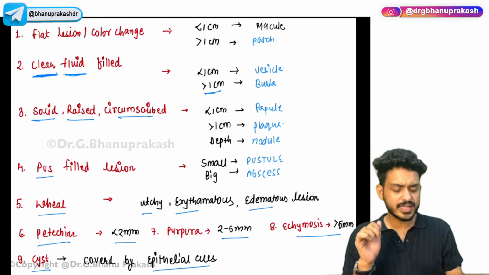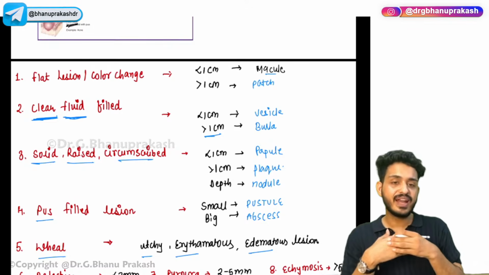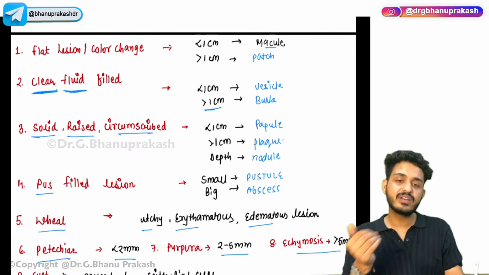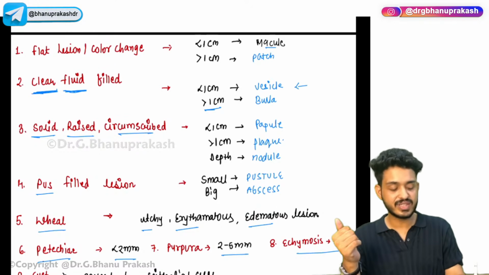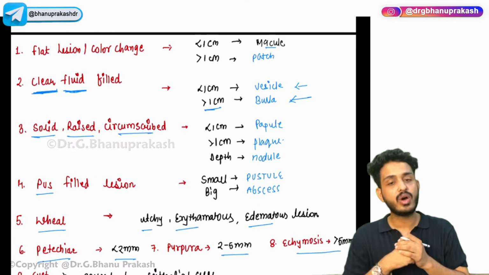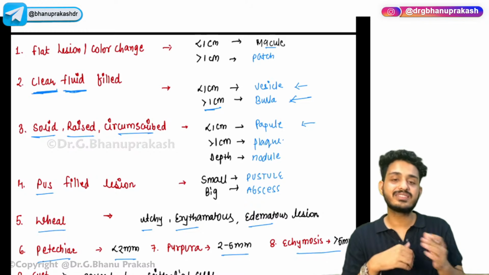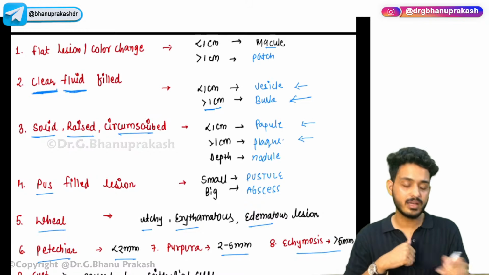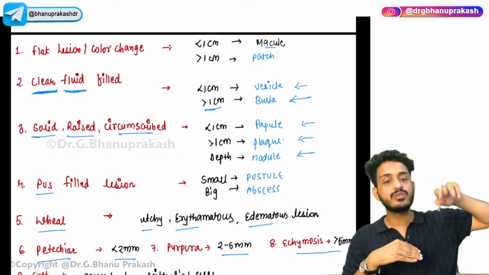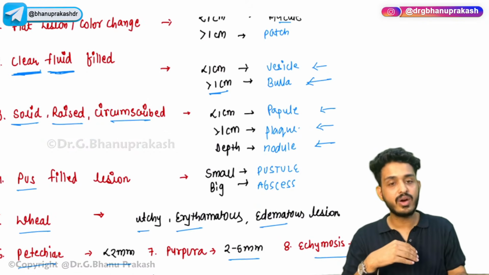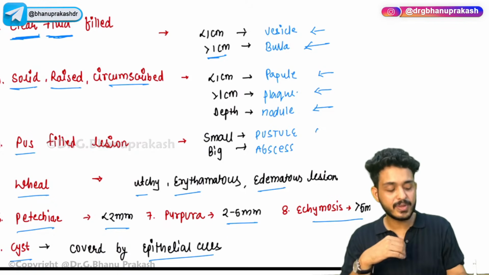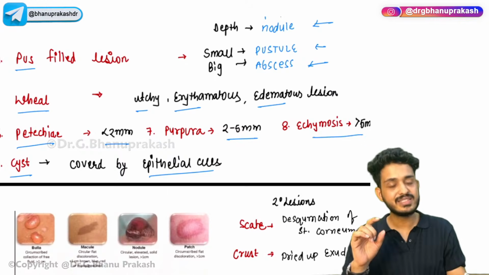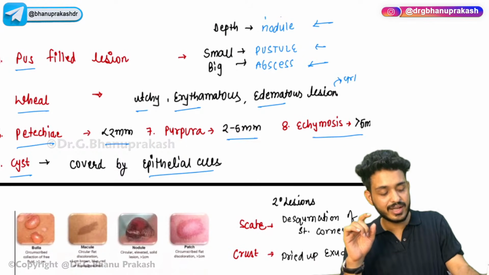So let's see what we have seen. If there is a flat lesion, we call it macule. If it is more than 1 centimeter, we call it patch. If it is a clear fluid filled lesion less than 1 centimeter, that is vesicle. If it is big, we call it bulla. If there is a solid lesion less than 0.5 or 1 centimeter, we call it papule. If it is more, we call it plaque. If it is a solid lesion going into the depth, we call it nodule. Then a small pus filled lesion is pustule, and a big pus filled lesion is known as abscess. Wheals are the characteristic feature of a disease known as urticaria.